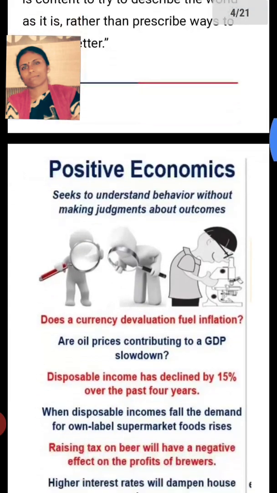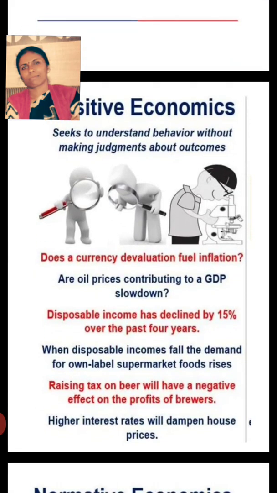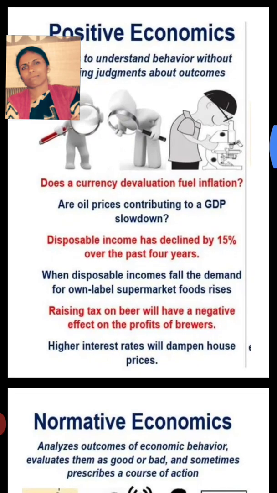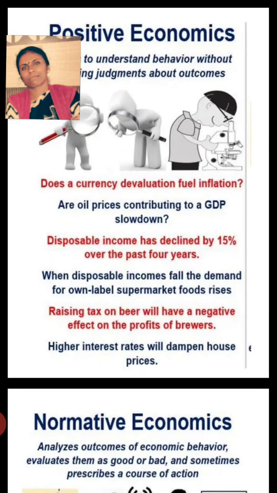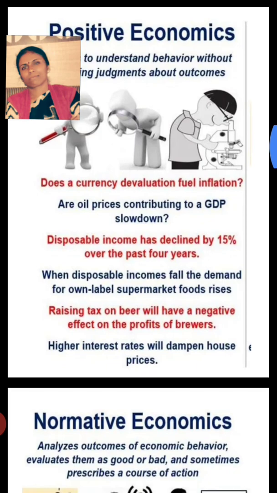So let us go through the pictures. Positive economics seeks to understand behavior without making judgments about outcomes. See here: does a currency devaluation fuel inflation, or are oil prices contributing to a GDP slowdown? Disposable income has declined by 15% over the past 4 years. When disposable income falls, the demand for own label supermarket food rises. Raising tax on beer will have a negative effect on the profits. Higher interest rates will dampen house prices.